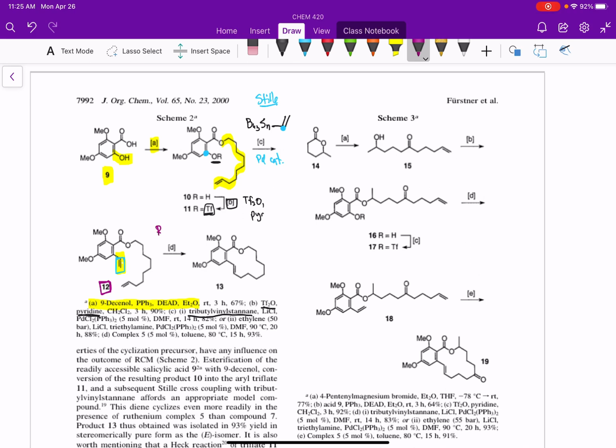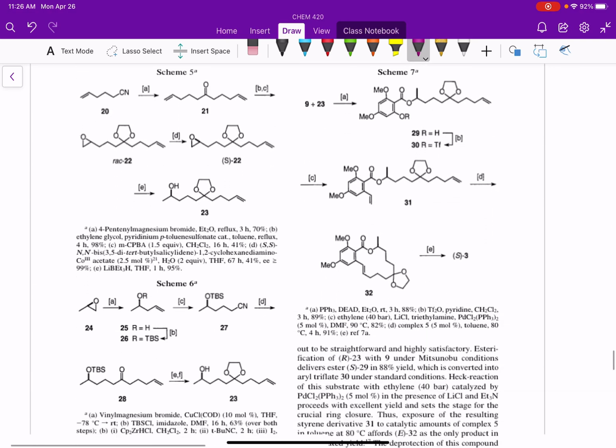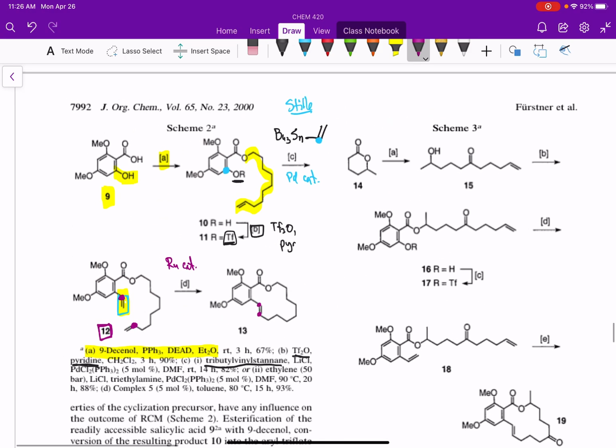They use the Ru catalyst that will couple the inside alkene to the inside alkene here. Those are now coupled by generally a trans alkene. You can see they've repeated this a couple different ways to synthesize other compounds, but I just wanted to highlight scheme 2.